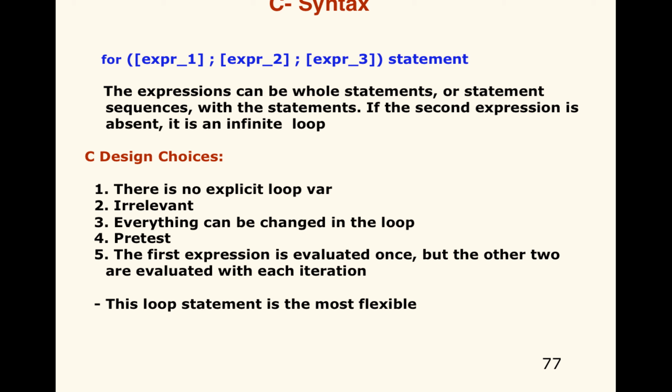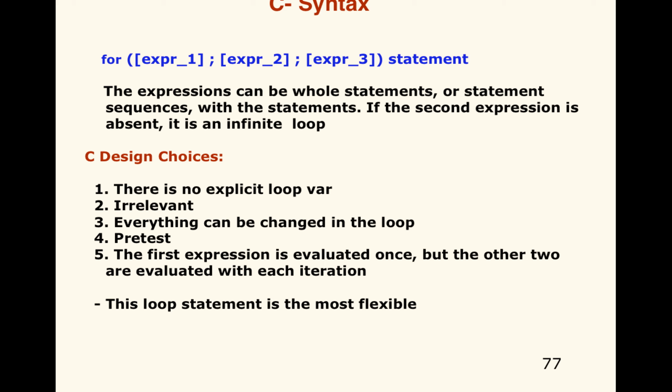So there's the syntax of that C loop I was talking about, the for expression. This is the i = 1, i < 10, i++. The expressions can be whole statements or statement sequences. If the second expression is absent, it is an infinite loop. You could just go int i = 0; ; i++, and then you have a loop that doesn't end. Usually people would use a do or a while if they had that, but you can create an infinite loop with a counter-controlled loop.